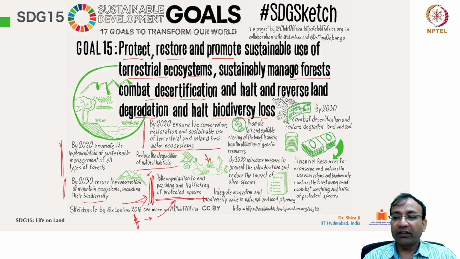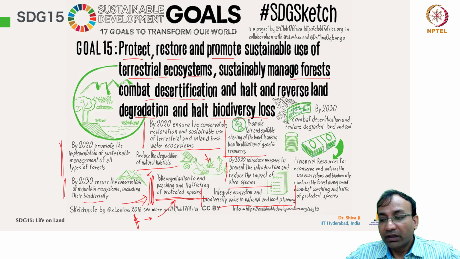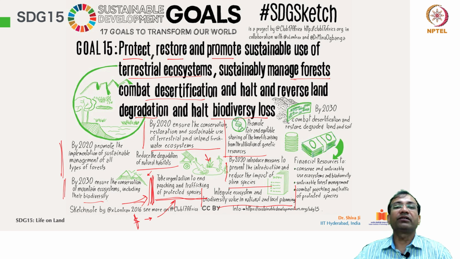Promote fair and equitable sharing of the benefits arising from the utilization of genetic resources. By 2020, introduce measures to prevent the introduction and reduce the impact of alien species. Integrate ecosystem and biodiversity value in national and local planning. So at all levels, not just at national level, at local level also, this must be considered and brought into the books for greater control.